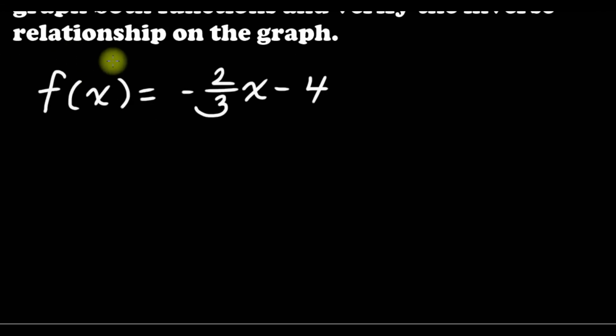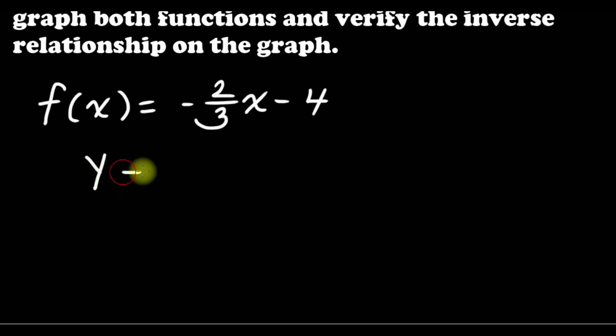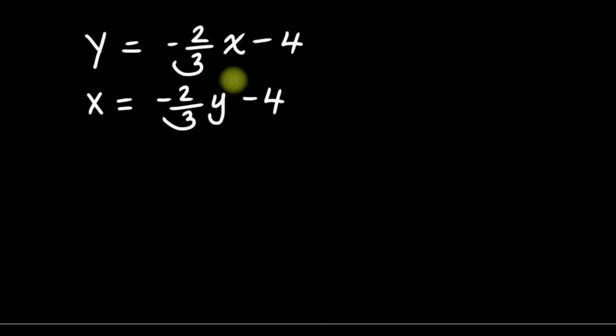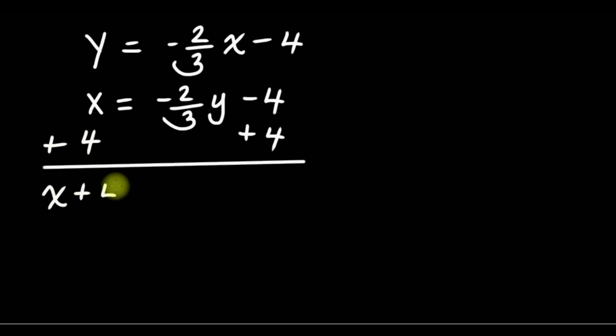Okay, so first thing we have to do to get the inverse is to replace f of x with y. So this would be y is negative 2 over 3x minus 4. Okay, and then interchange x and y. So x is negative 2 over 3y minus 4. And then solve for y. So solve for y here, I would have to add 4. Add 4. So this would be x plus 4 is negative 2 over 3y.